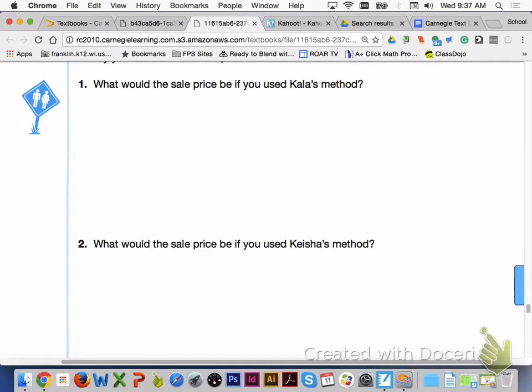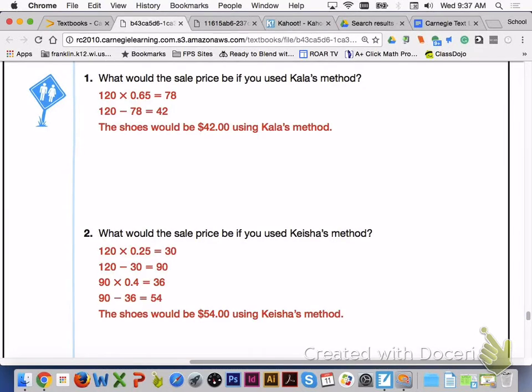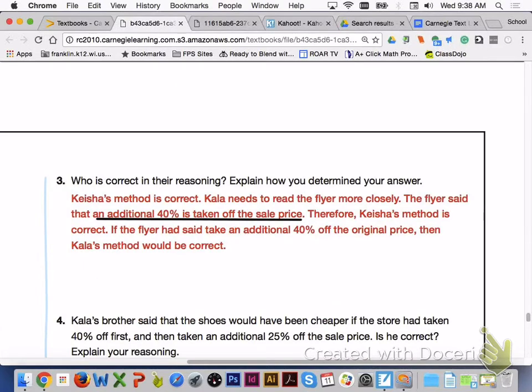Please answer number 1, number 2, and then number 3 at the top of page 448 with your group members. For number 1, using Kala's method, the shoes would be $42. And for number 2, if we used Keisha's method, the shoes would be $54. If we turn to page 448, number 3, Keisha's method is correct because the flyer said that we are taking an additional 40% off of the sale price.